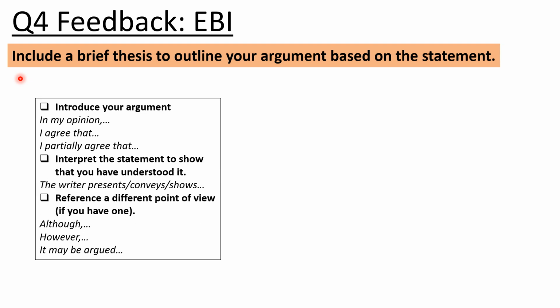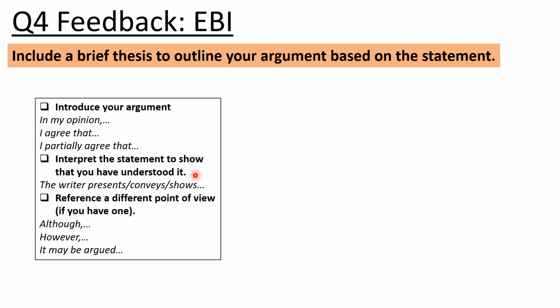This is the checklist that I would like you to use to do this. So firstly, you want to introduce your argument. You can use any of these phrases here. The reason that there is no disagree phrase here is because there is always scope to agree. So if you fully agree, you would use I agree that. And if you kind of agree and disagree, you would use something like this. You will never start your thesis saying I disagree with the statement, because there is always scope to agree.